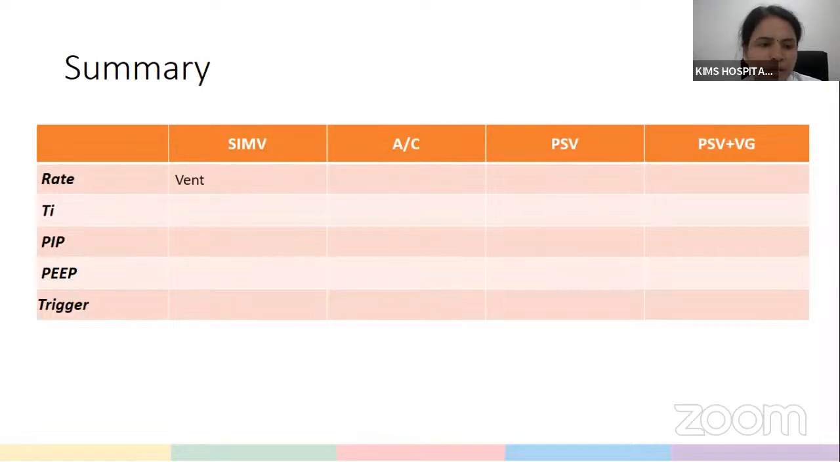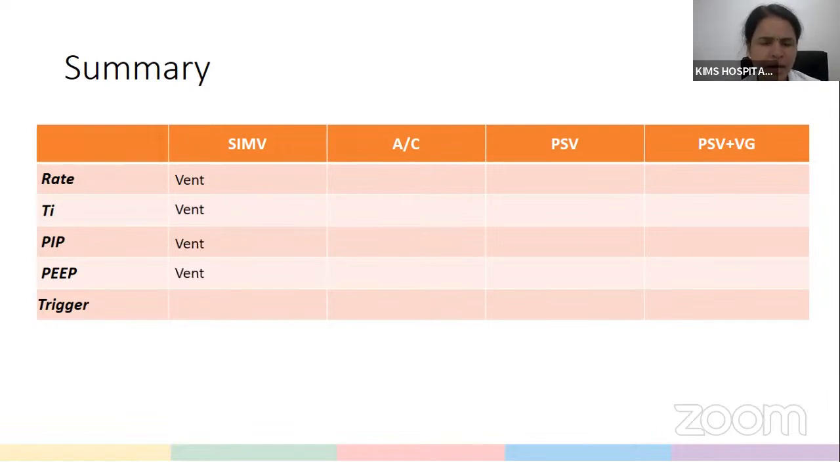So in SIMV, the rate is still determined by the ventilator, or by us, the doctors. So we are going to say that we'll only support these many breaths per minute. If the baby breathes more than the set rate, some breaths of the baby are not going to be supported. If the baby breathes lesser than the set rate, all the breaths of the baby will be supported and a few additional breaths will be given by the ventilator to reach the rate that we have set.